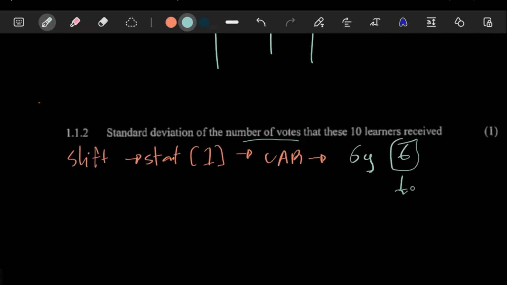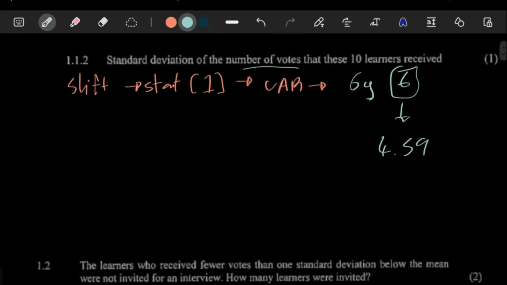After clicking that, it's going to give you the standard deviation, rounded to 2 decimal places. It's going to be 4.59. So all that being done, let's move on.